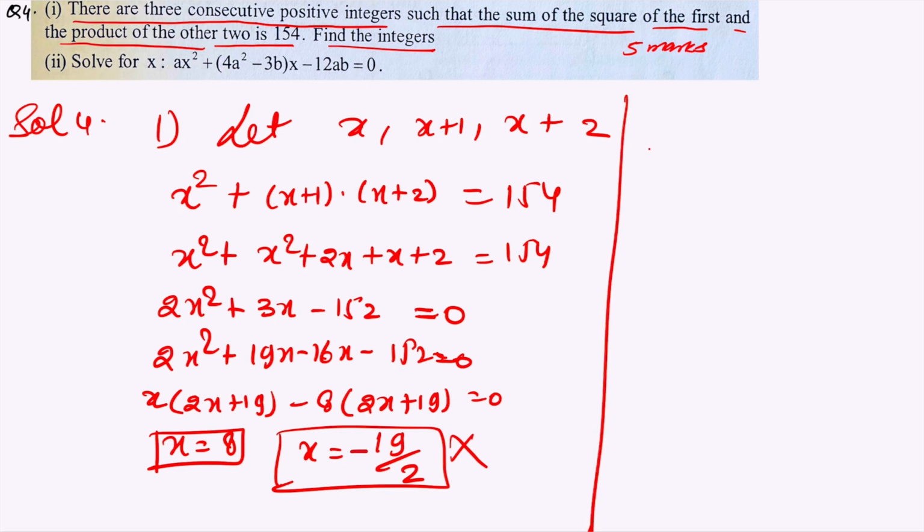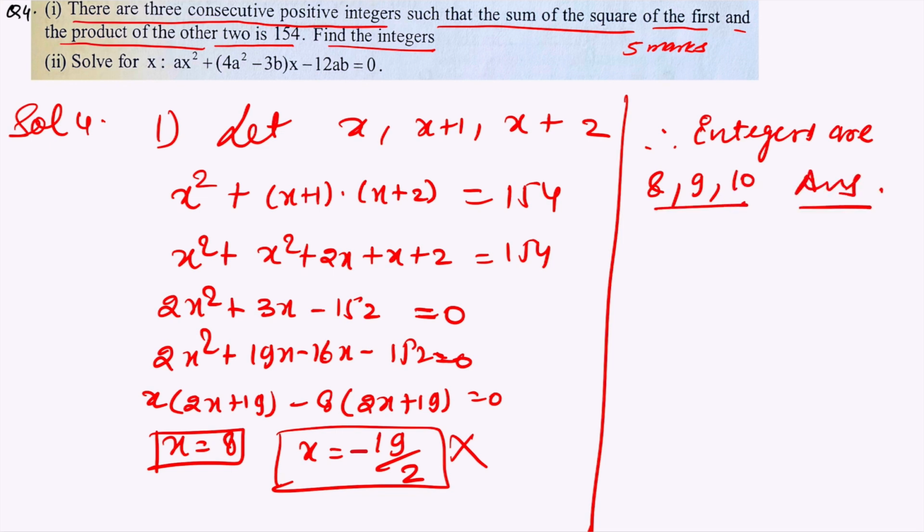So from here we can say that, therefore, the integers are x is 8, 8 plus 1 is 9, next is 10. This is the answer. Okay, now in the second part it is saying solve for x.